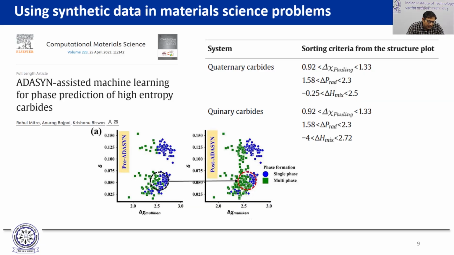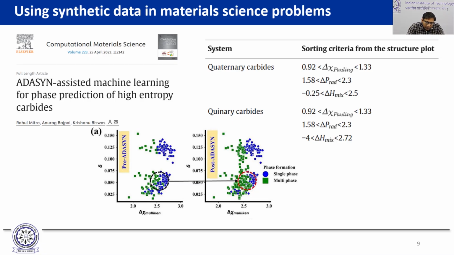So just to give you an example, I will highlight a paper over here by Professor Krishanu Biswas, where he has actually used synthetic data in developing a machine learning model for predicting the type of phase that will form in case of a high entropy carbide. Now, high entropy carbides are not very common to find. You do not have a huge volume of experimental literature on the high entropy carbides, and therefore there is definitely an acute paucity of data in there.